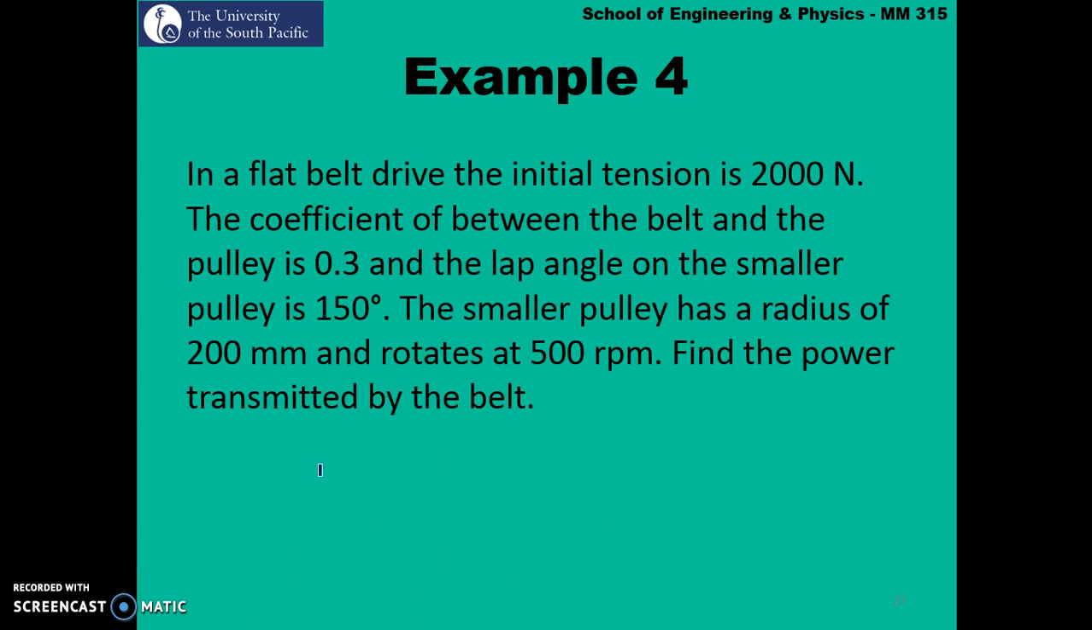In this type of problem, initial tension is given. It does not mention that it's looking at the maximum power transmission condition. So this is similar to examples 1 and 2 that we solved in the previous videos. The main things you need to understand are: the initial tension is 2000, the coefficient of friction is 0.3, the wrap angle is 150 degrees, the speed at which the pulley is rotating is 500 revolutions per minute, and the radius of the pulley is given as 200 mm.